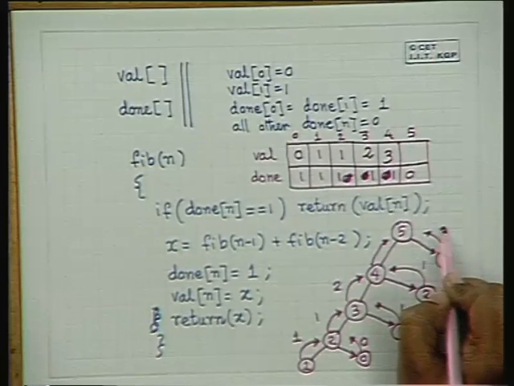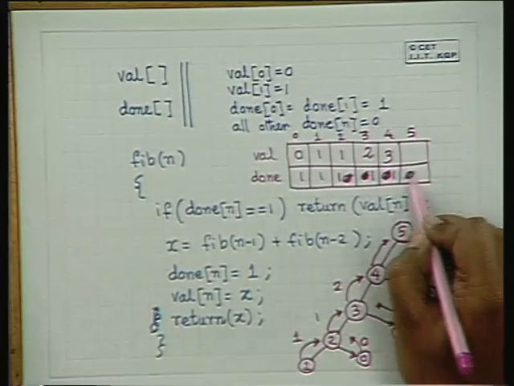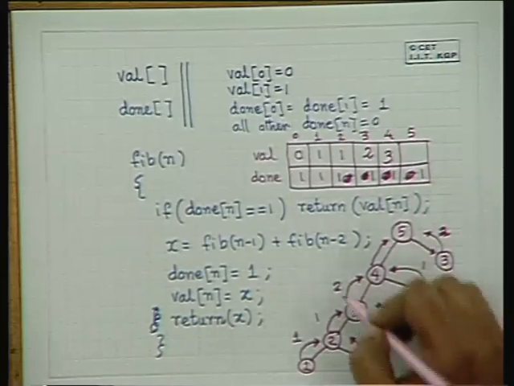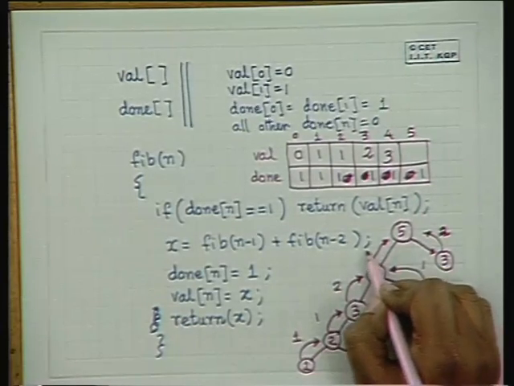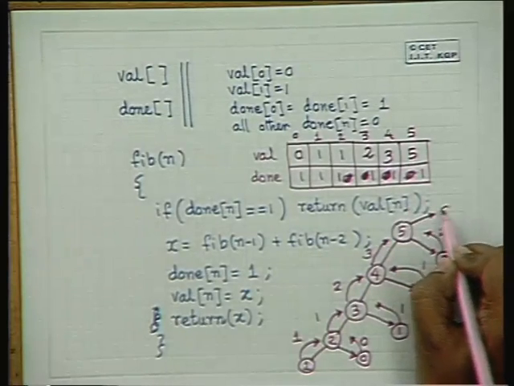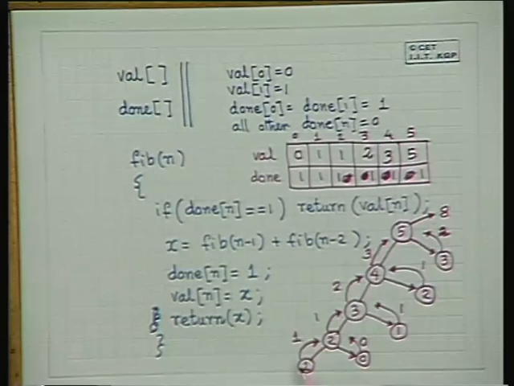Val 3 is 2. Now done 5 will be made 1, value of 5 will now become value of 4 plus 3, 5, and 8 will be returned. So this way a problem which was solved before, especially here and here, is not solved again.